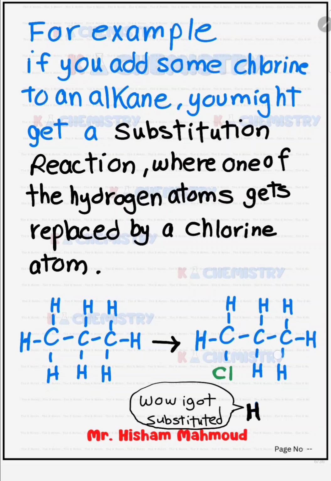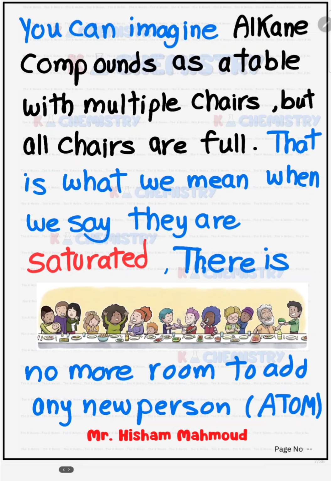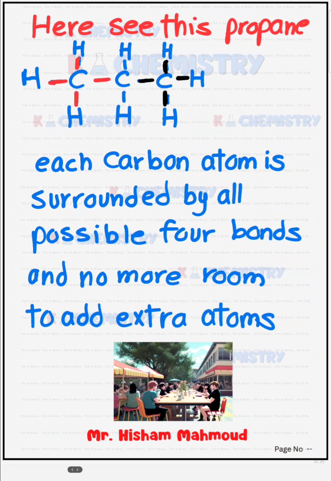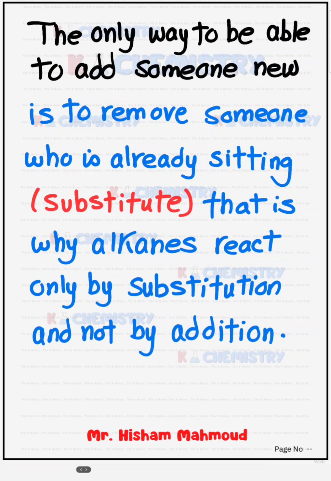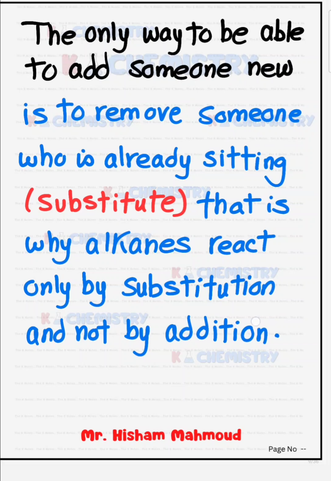Wow, I got substituted. You can imagine alkane compounds as a table with multiple chairs, but all chairs are full. That's what we meant when we said they are saturated. There is no more room for any new person. Oh, I meant atom to be added. Here, see this propane. Each carbon atom is surrounded by all possible 4 bonds and there is no more room to add extra atoms. The only way to be able to add someone new is to remove someone who is already sitting. That's what substitution means. That's why alkanes react only by substitution and not by addition.